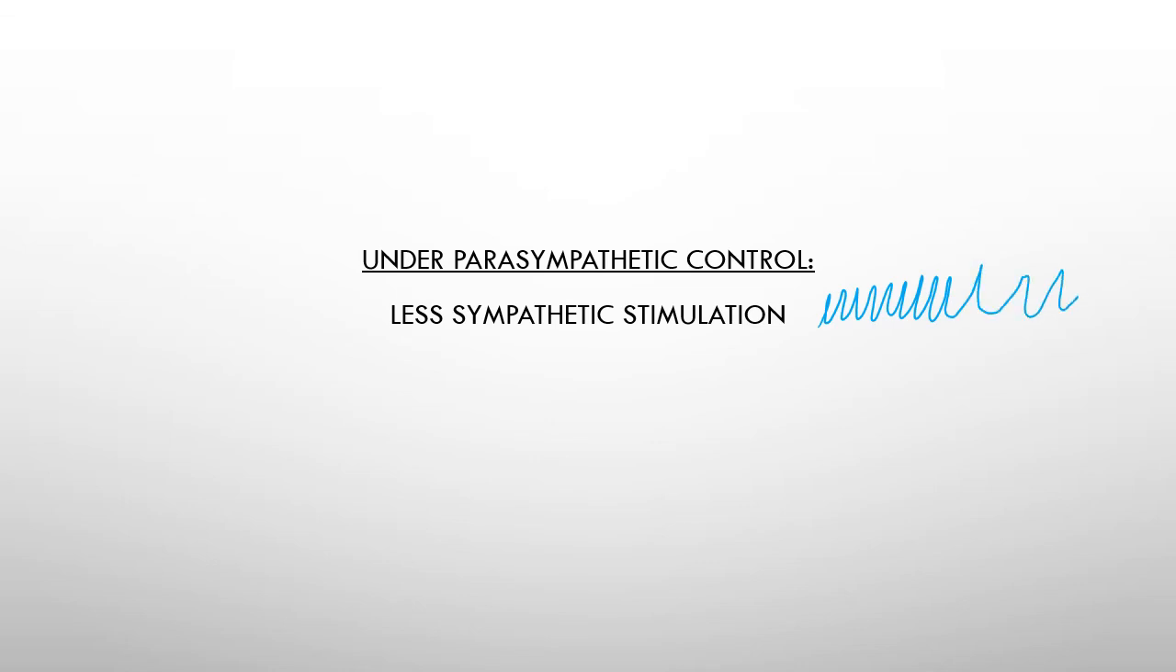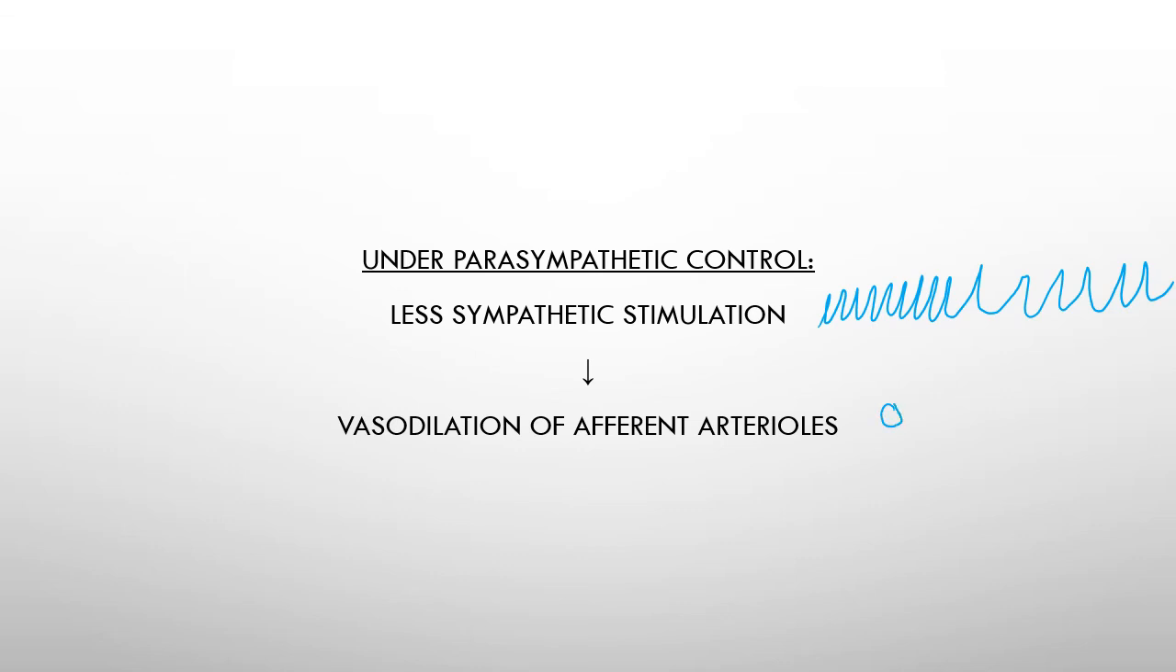Under parasympathetic control, we have obviously less sympathetic stimulation. So if we're looking at the output of the action potentials, those action potentials in a sense slow down. So less sympathetic stimulation is going to cause those blood vessels to go from the constricted state to the dilated state. And with more dilation, we get more flow, which means we get an increase in our GFR. And so our glomerular filtration rate is going to go up.